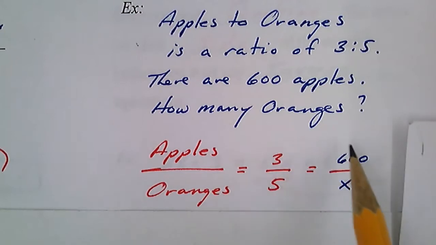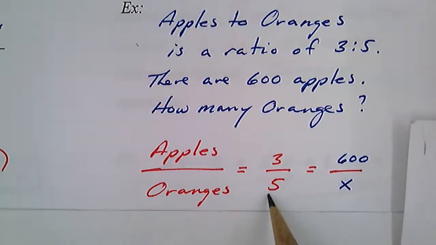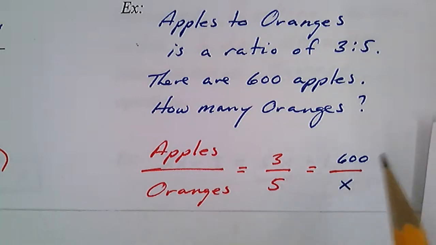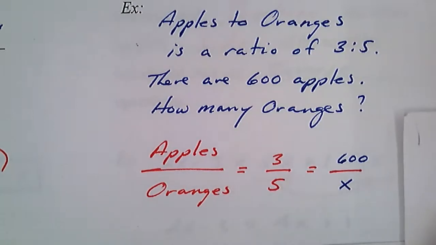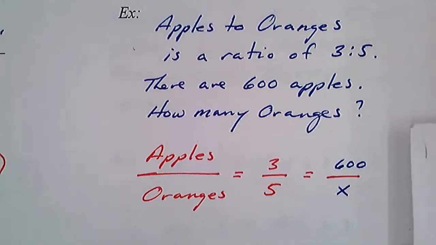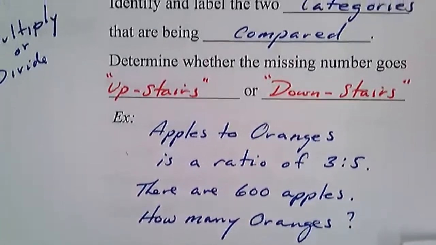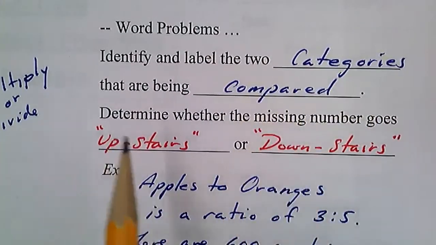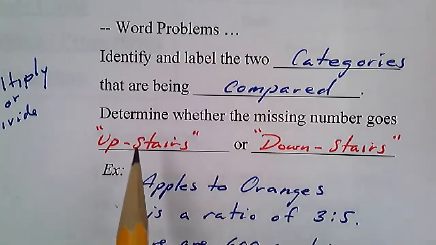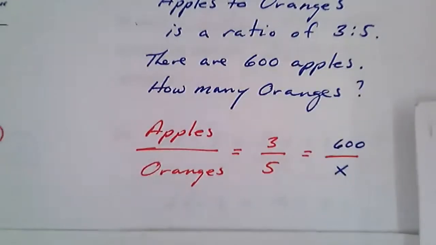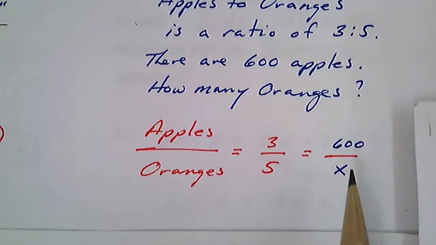Now, we could leapfrog this. We could do 3 times a number makes 600, 5 times that number makes something. Or you could cross multiply. You could do 3 times x and 5 times 600. I'm not going to solve the rest of the problem. I'm just trying to show you how to set up these word problems. So make sure you figure out what your categories are that are being compared, and then figure out where your missing number goes. Does it go upstairs or downstairs? In this case, our missing number went downstairs, down here.